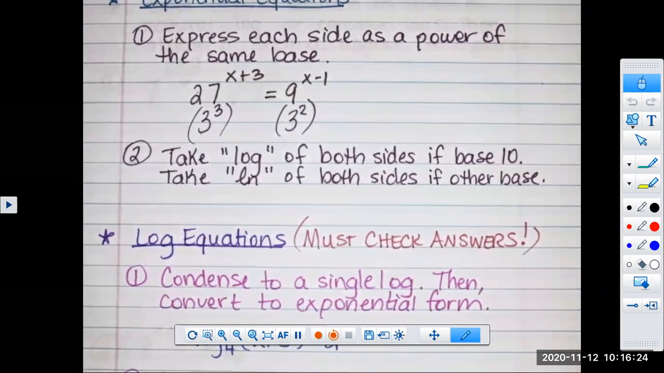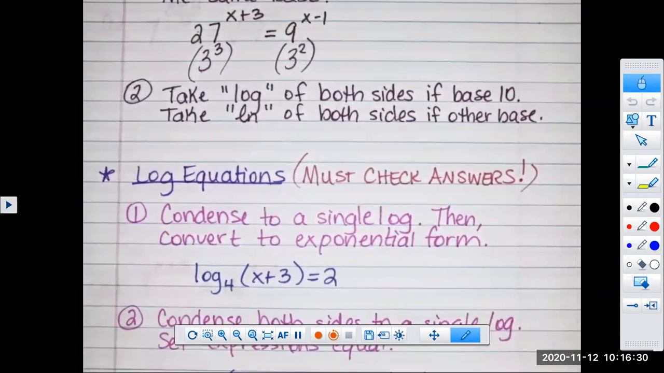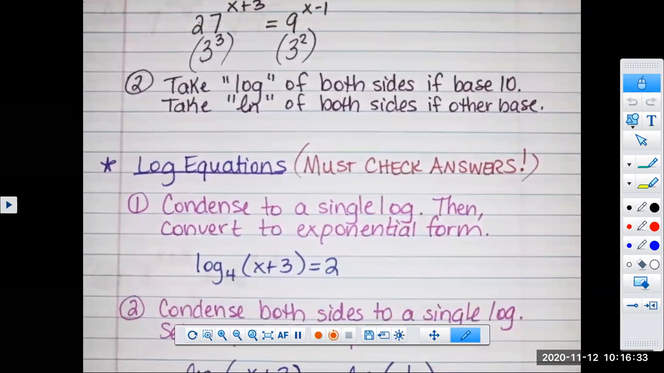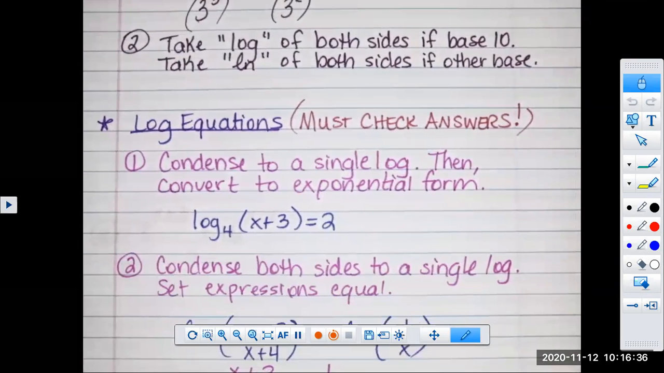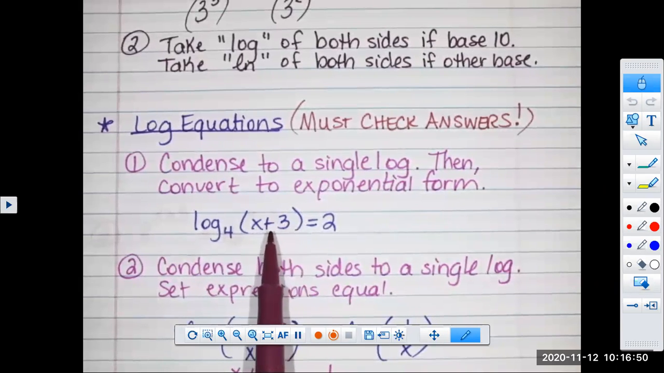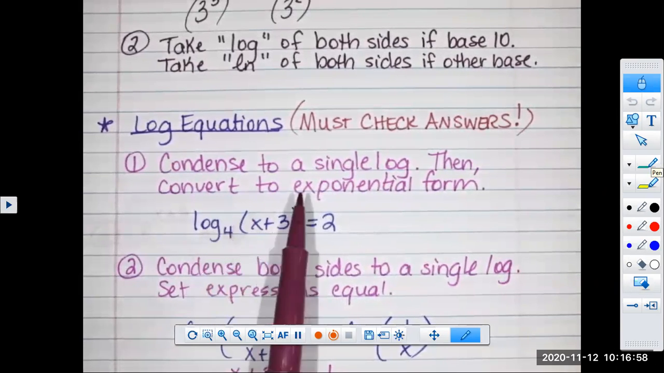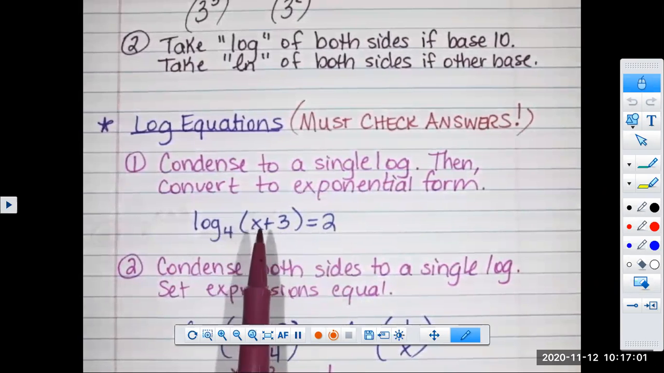Log equations. For the log equations, you must check your answer. You cannot take the log or natural log of what type of numbers? Good. You cannot take the log of a negative number or 0. So make sure, for example, that all of my x values are greater than what for this equation? Once you solve this, if we continued solving it and found that x was equal to -4, you know that won't work.